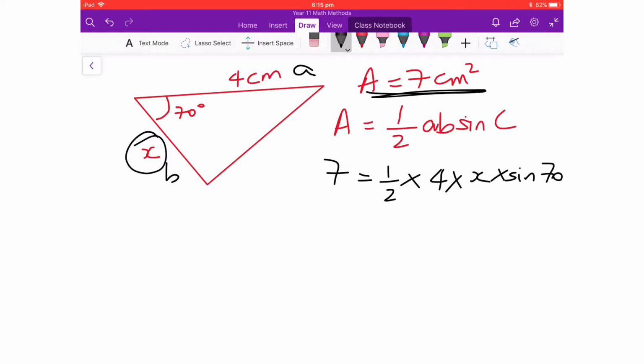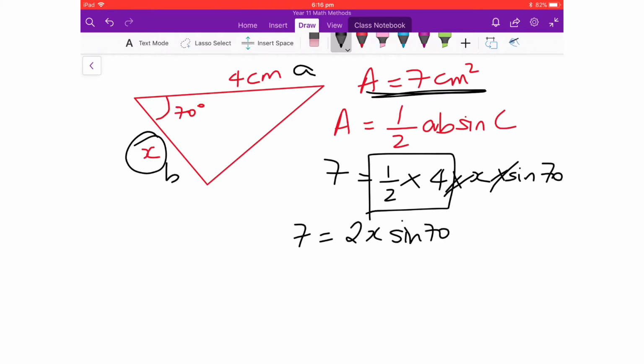I'm going to clean this up. Usually when I clean up, I don't like multiplication signs, and I also don't like fractions. So let's get rid of those things. First, let's sort this situation out. I've got half times 4. I'm going to get rid of that, and that's equal to 2. I'm going to get rid of my multiplication signs, so I don't need those. I'm just going to write 2X sine 70.